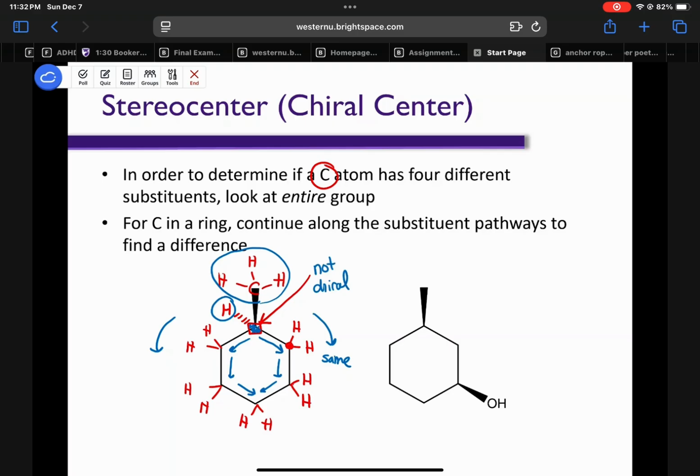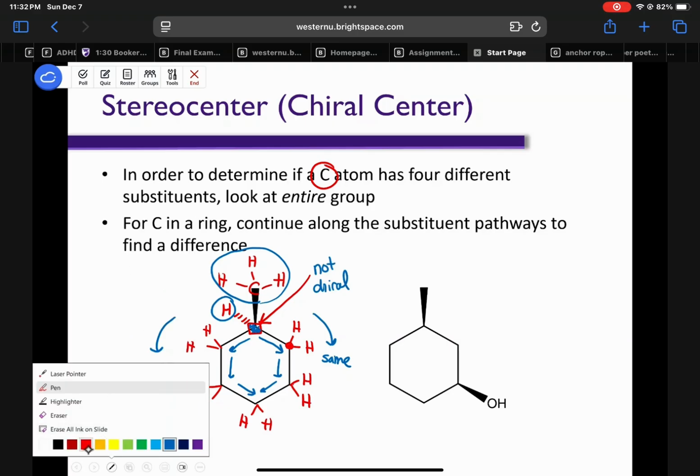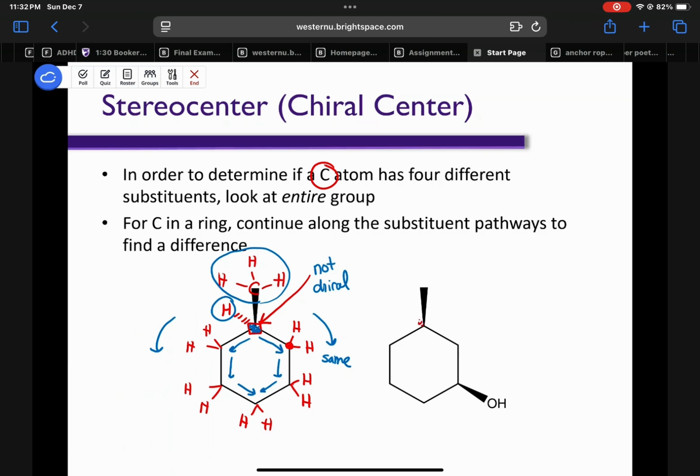Now we're going to do the same exercise, but with the molecule on the right. So I'm going to draw in my implied hydrogens. And I want to look again if that is now a chiral center. Well, I can see the methyl group and the hydrogen are certainly different. So that's different from that.